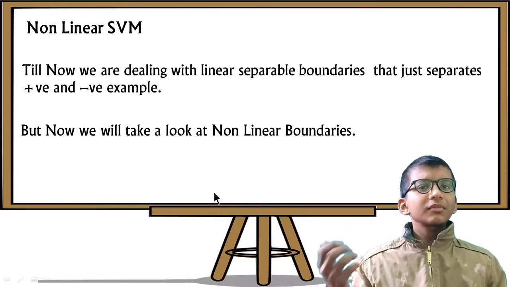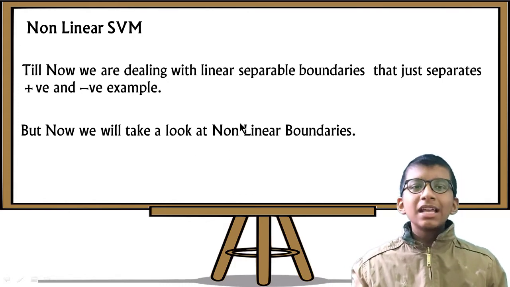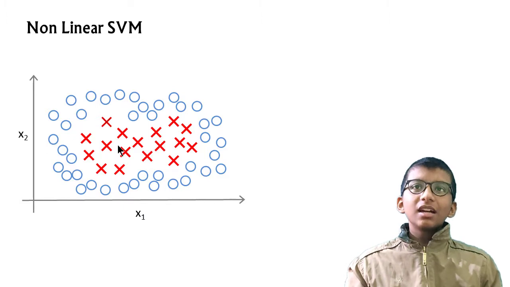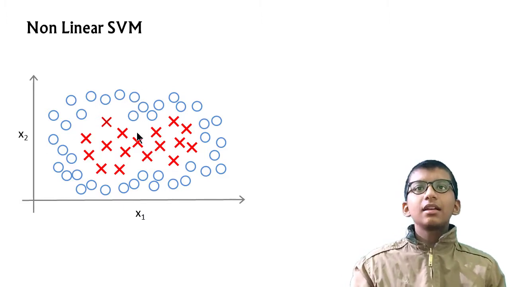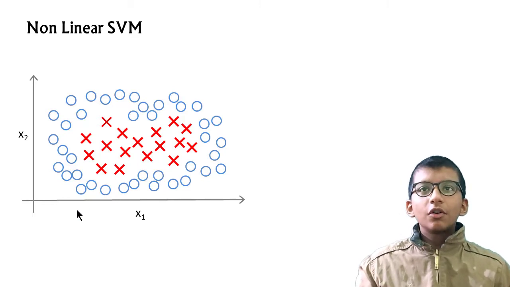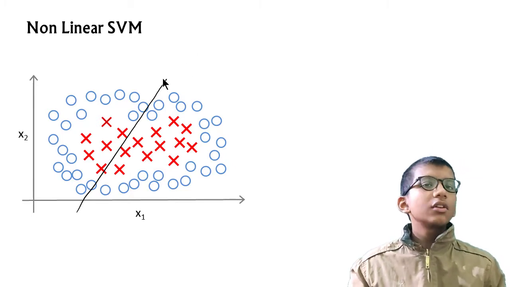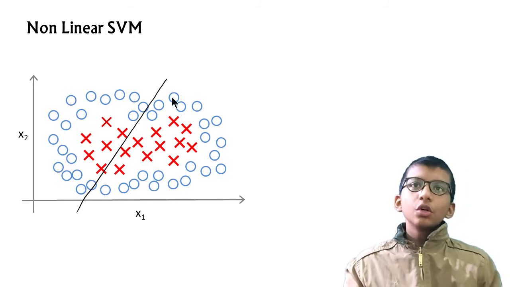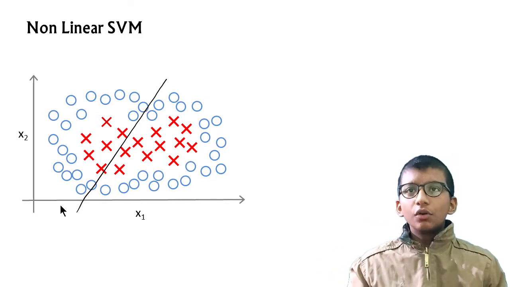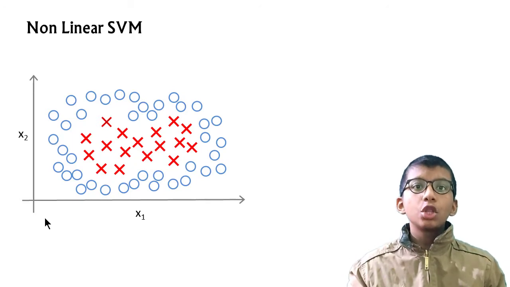The second point is the non-linear boundaries, which we will now take a look at. First, let's see what non-linear boundaries look like. The O here is my negative points, and the cross here is my positive points. If we draw a straight line, this is not a good model. This is not a good hypothesis or a good support vector machine decision boundary. It will give very bad predictions, so for that we don't use a linear separable case, we use complex or non-linear boundaries.